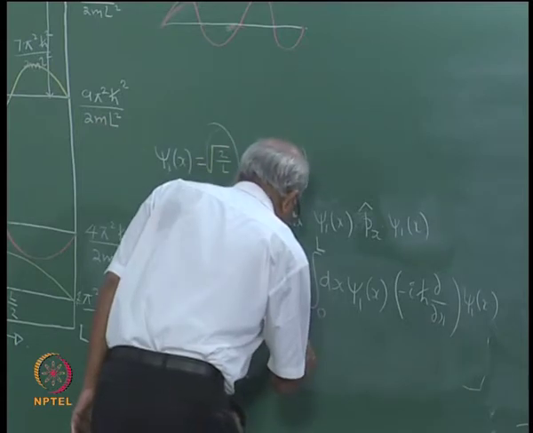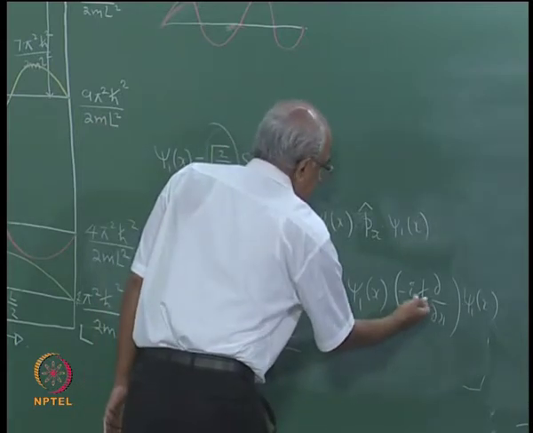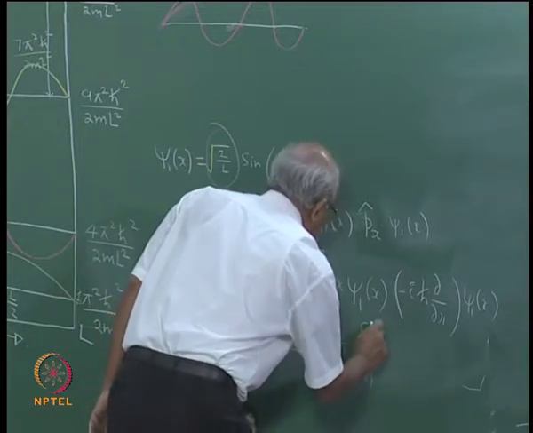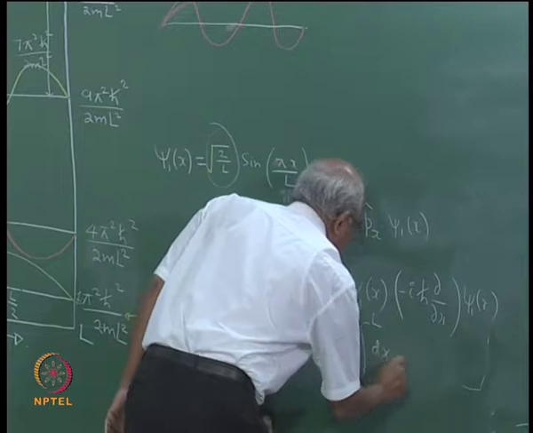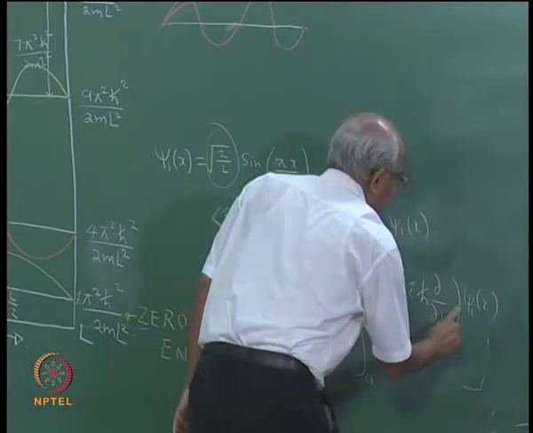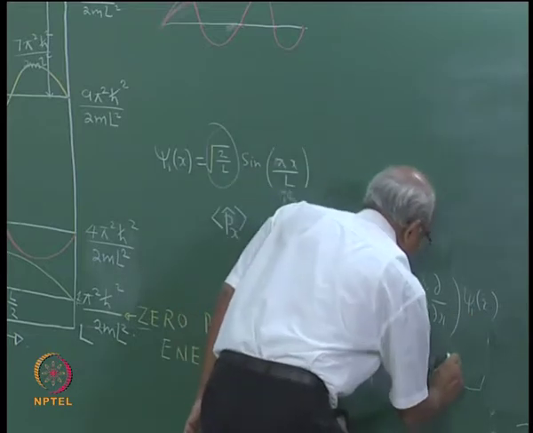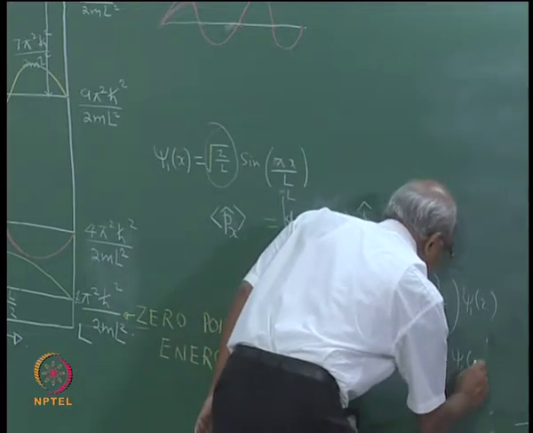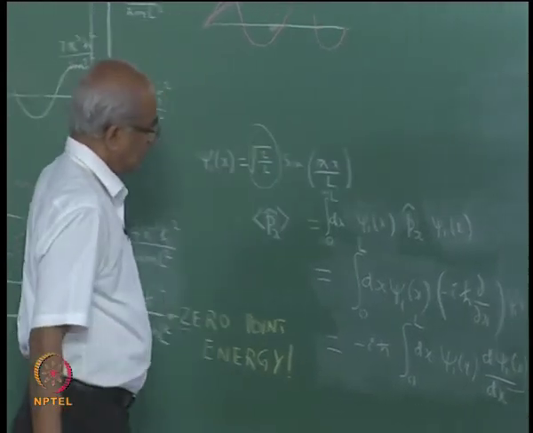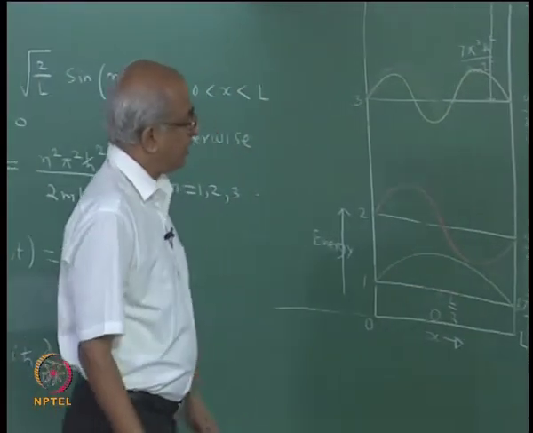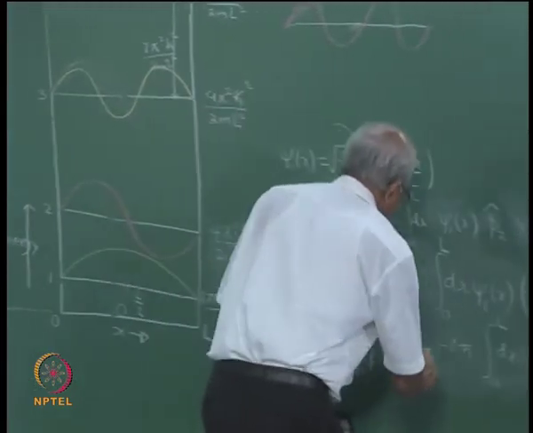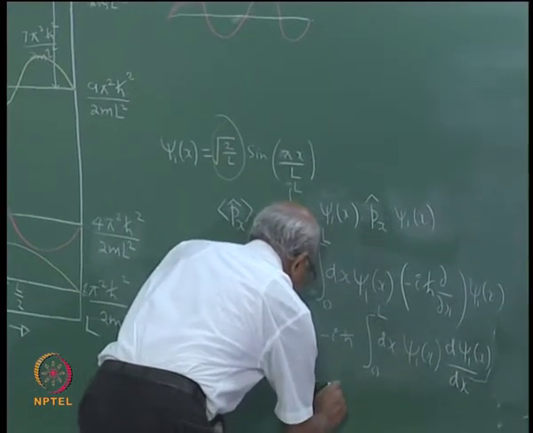But here this integral is actually fairly easy. See, this minus i h cross I can take out. I would have integral 0 to L dx psi 1 of x, then I have dou by dou x operating upon psi 1 of x, but that is nothing but the derivative of psi 1 of x with respect to x. Correct, that is what it is. And what would that be? Well, it is actually minus i h cross.